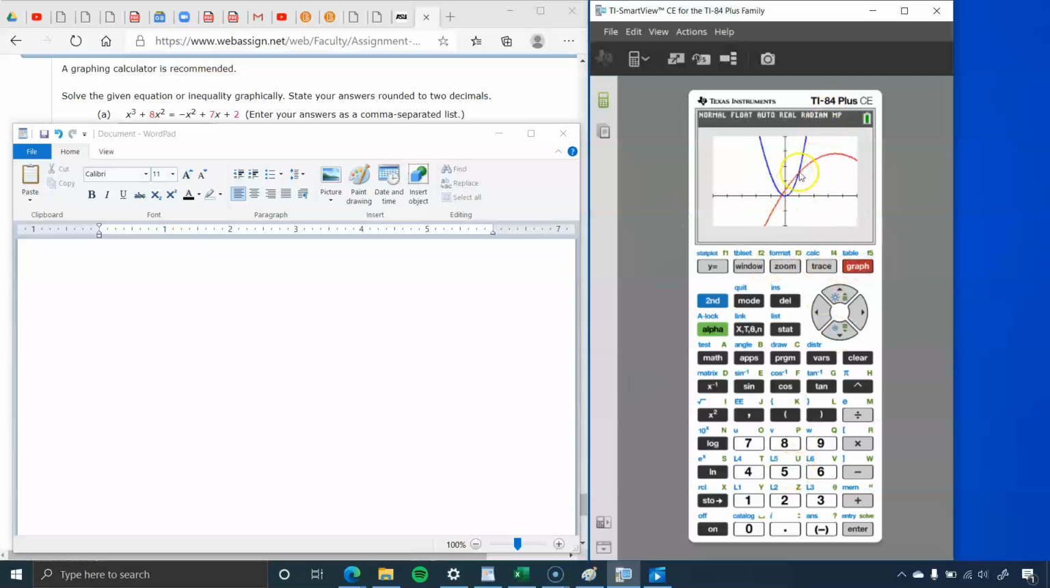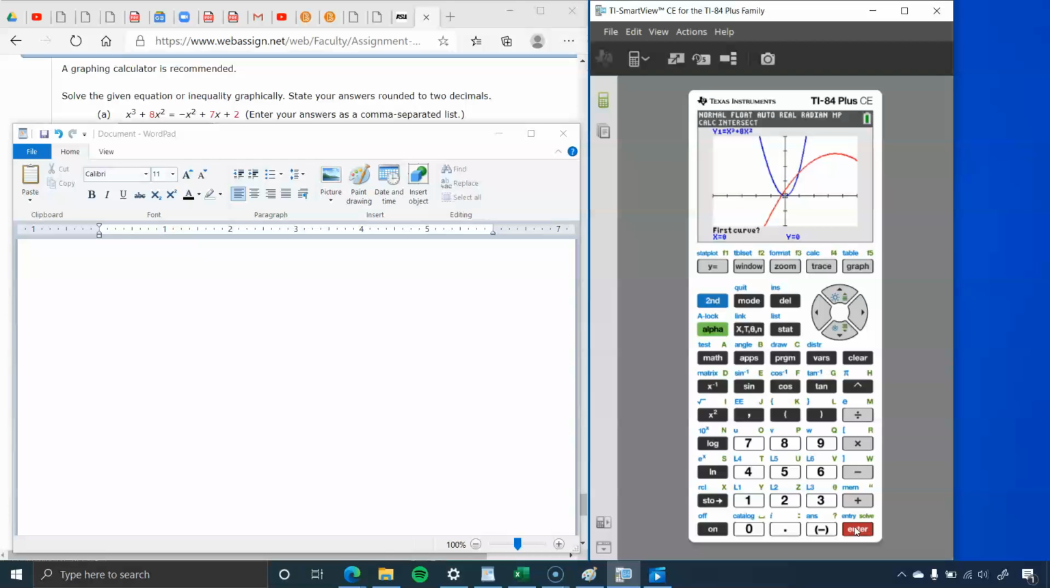Okay? But I want to see where these intersection points are. So I'm going to use the calc tool. Second, calc, intersect. Now, it's going to ask me to identify the two curves, which is kind of weird, but quite often we use this intersect function when there's lots of functions being graphed. And so if there's like 5 or 6 functions on the screen, then which two am I trying to intersect? That's what we are being asked for.